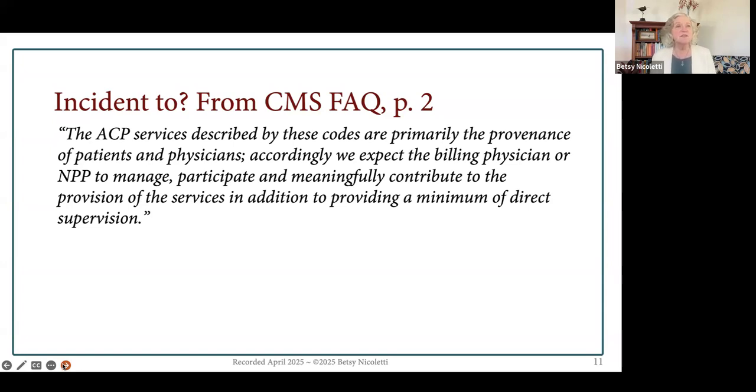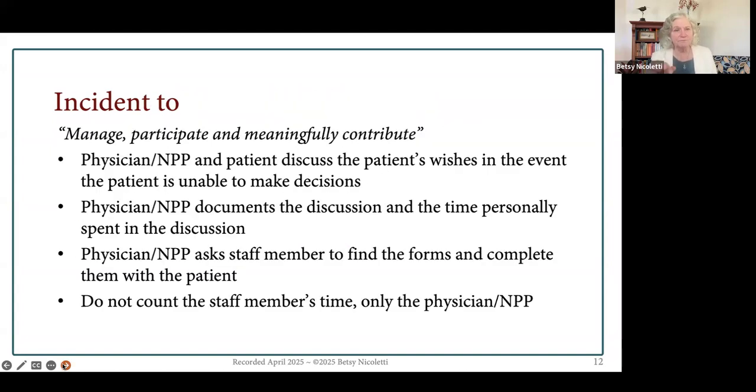So when I read this, ACP is not a service where the physician or NPP sees the patient and says, you know, we should have you do an advanced care plan, an advanced directive. I'll have my social worker, I'll have my nurse come in and do that with you. That, to me, is not managing, participating, and meaningfully contributing to it. So no to the pastoral counselors doing it, sorry, no to pharmacists, no to social workers who are just doing it with that kind of a quick handoff. We're not going to do that.